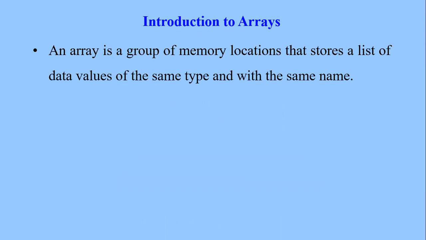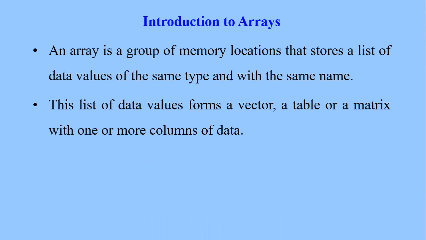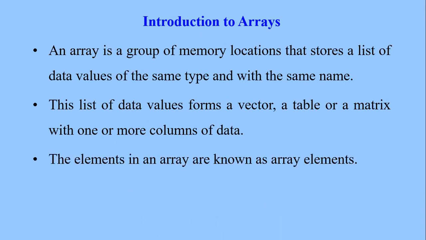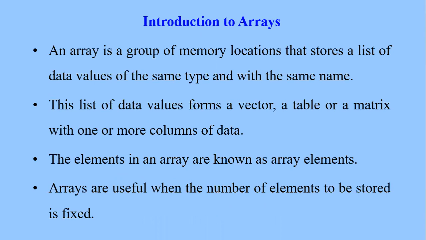An array is a group of memory locations that stores a list of data values of the same type and with the same name. This list of data values forms a vector, a table, or a matrix with one or more columns of data. The elements in an array are known as array elements. Arrays are useful when the number of elements to be stored is fixed. They are easy to traverse, search, and sort.